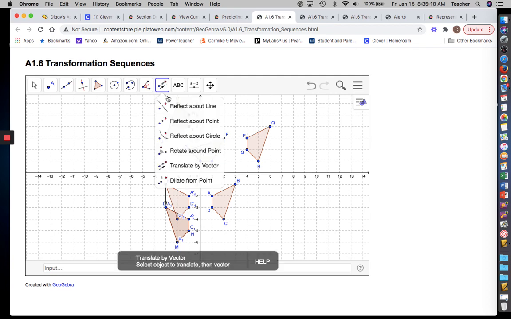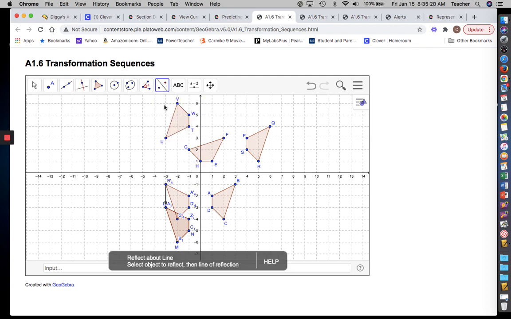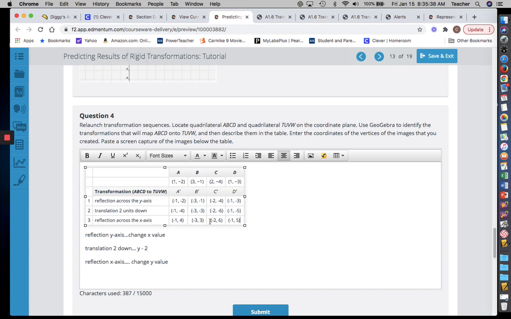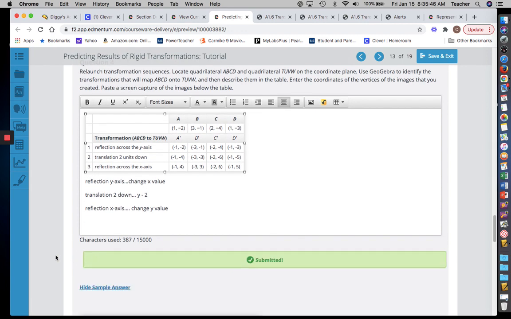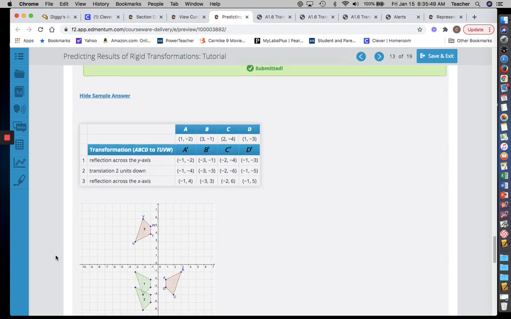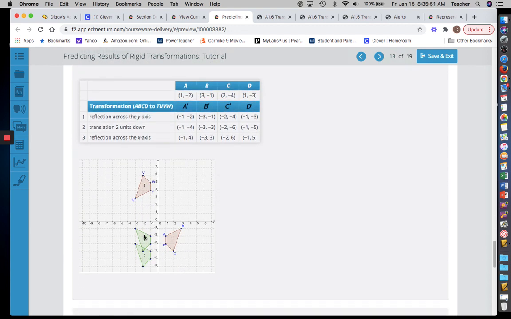All right, so we're going to do a reflection about a line. Pick the last image you did and the x-axis, and then it flips over and bam, lands right on top of UVWT. So these coordinates right here are going to be the exact same as my predicted coordinates using my cheat codes. So I am good. You hit submit. All right, there it is. You guys, we did a reflection 1, translation 2, and then reflection 3.